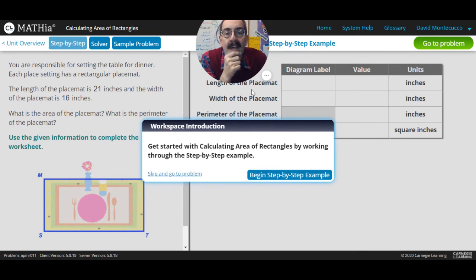Area. Cool. We know how to do area of rectangles, length times width.